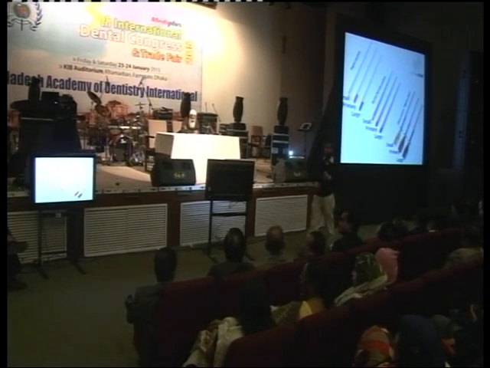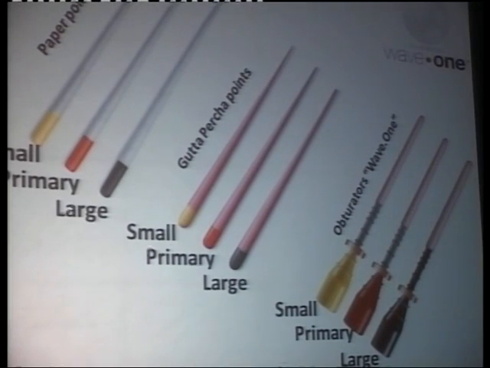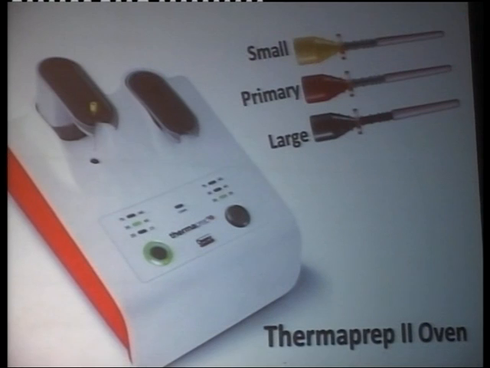But when you prepare the root canal using the Wave 1 system, you cannot use other gutta-percha here. You cannot use other absorbent points either. You must use this gutta-percha, paper point and obturator. This is the oven you can use for obturation, very, very easy.